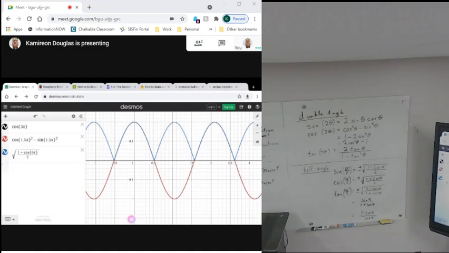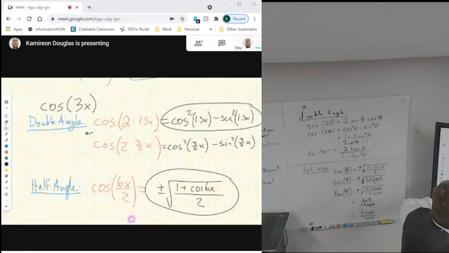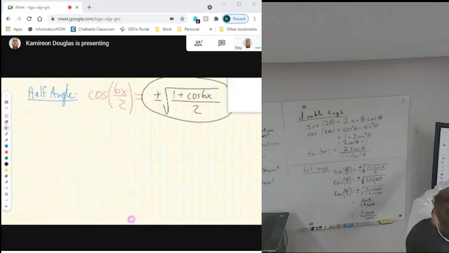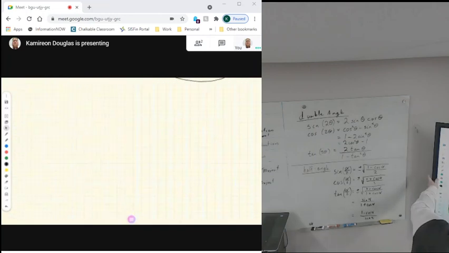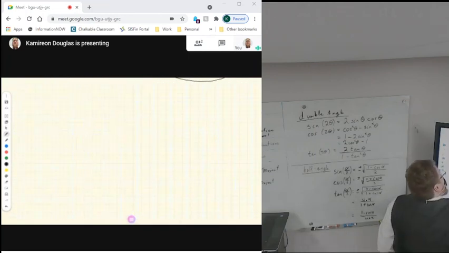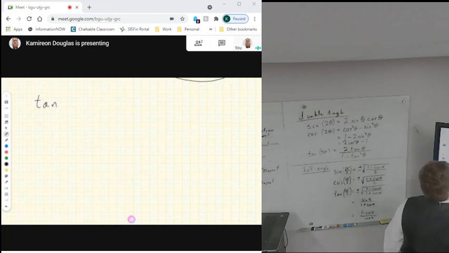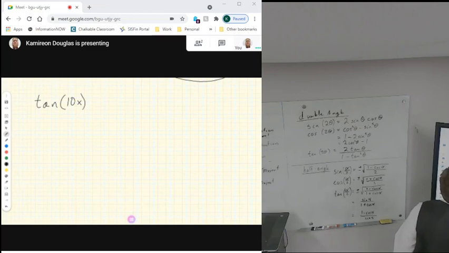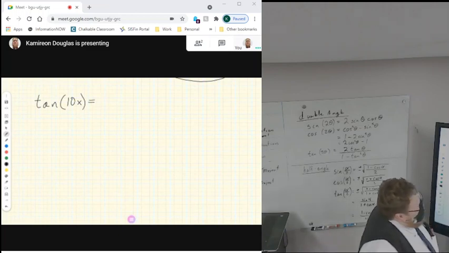Can I do a tangent one? Oh, you want to change one too? Yeah, of course. Cool. Just on the half angle, I don't see that. You don't need the double angle? All you do is plug it in. Okay, yeah. So let's do tangent of 10x. Okay.